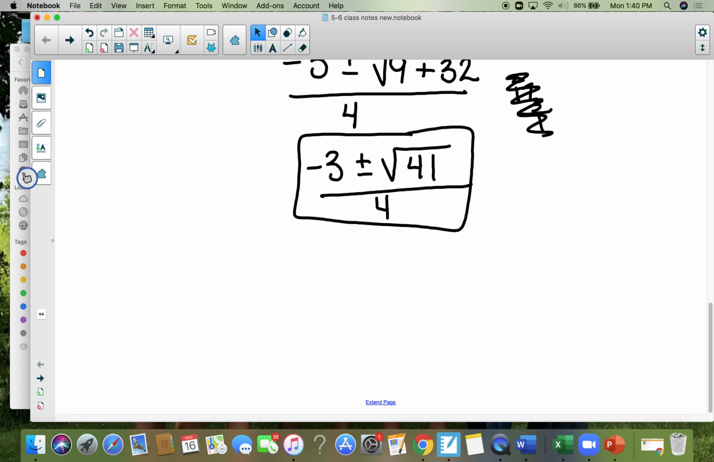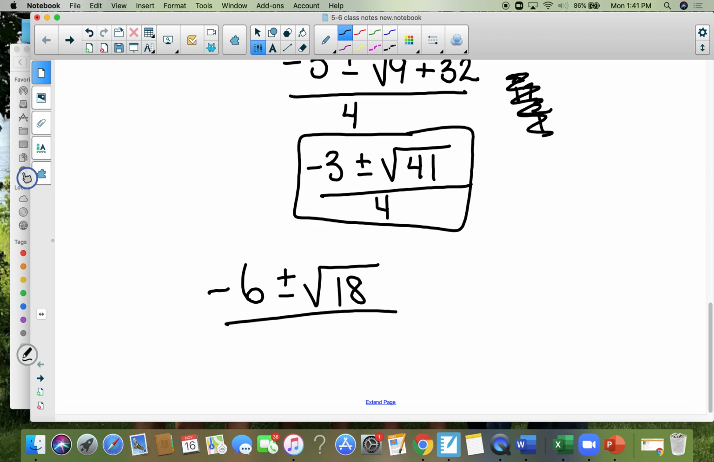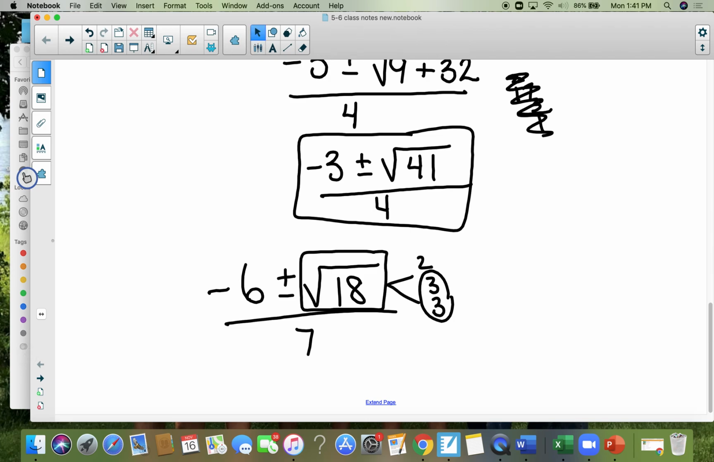The only thing I ask you is, let's say when you get down and you get a negative 6 plus or minus the square root of 18 over 7 for some reason. This cannot be the answer because we have spent time and time how to simplify a radical. You cannot leave the radical like that. You have to come over here and say that this is made up of 2 times 3 times 3, which makes 18. And for every 2 things, you can take 1 out. So make sure you simplify radicals anywhere you're in a math class.